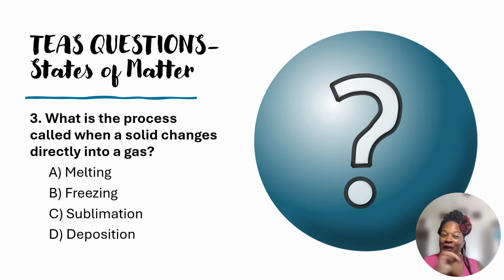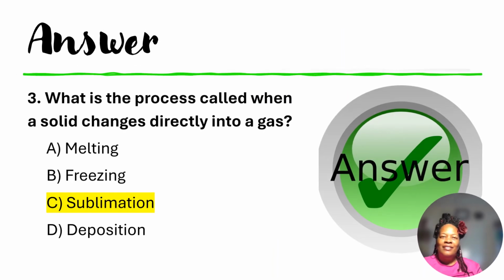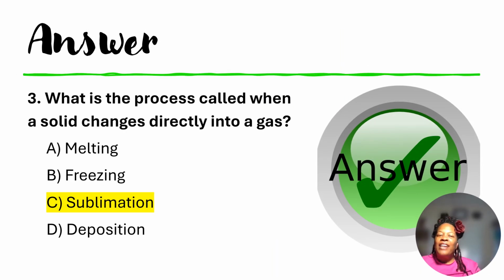Question number 3. What is the process called when a solid changes directly into a gas? Is it A, melting, B, freezing, C, sublimation, or D, deposition? The answer is C, sublimation.